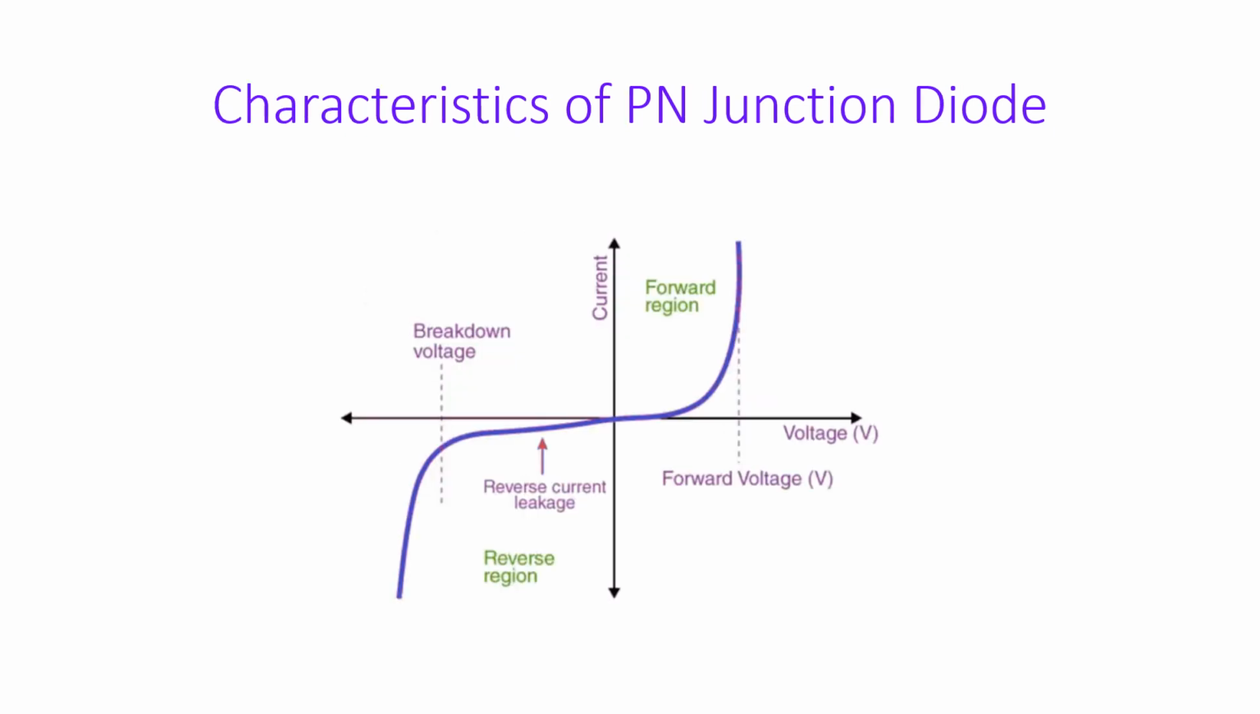Now, the characteristics of a PN junction diode. Here in the forward region, it starts conducting at nearly 0.7 volt.